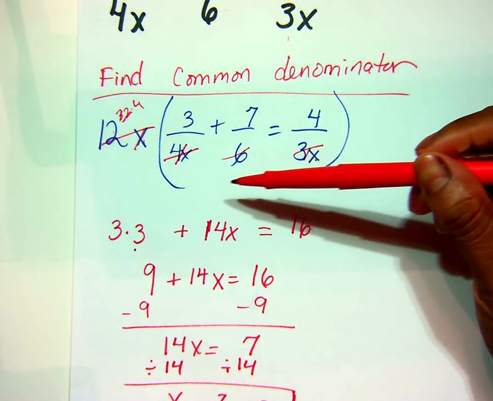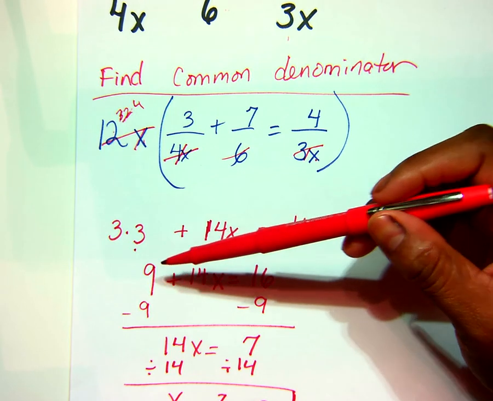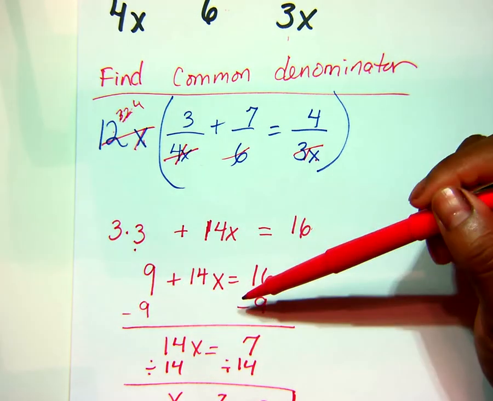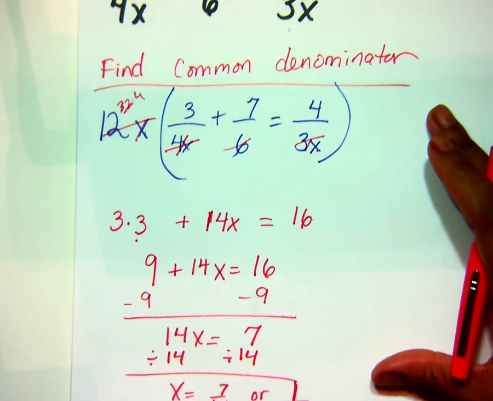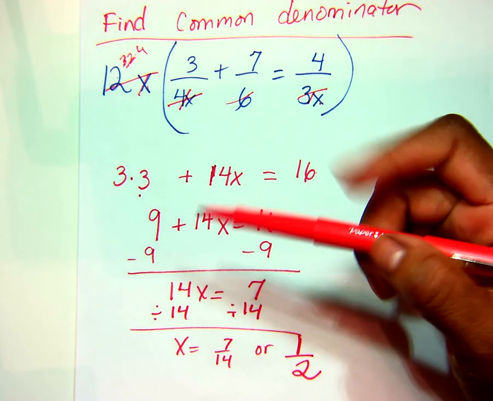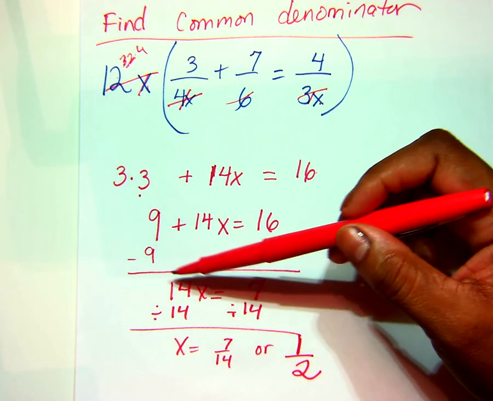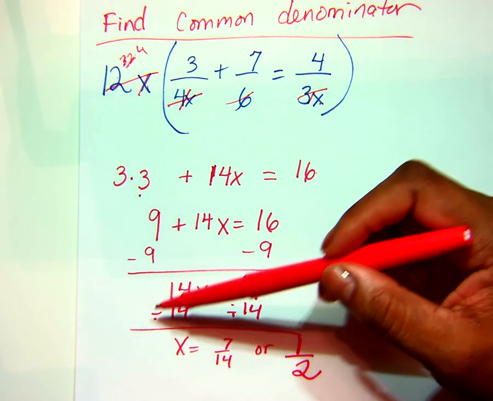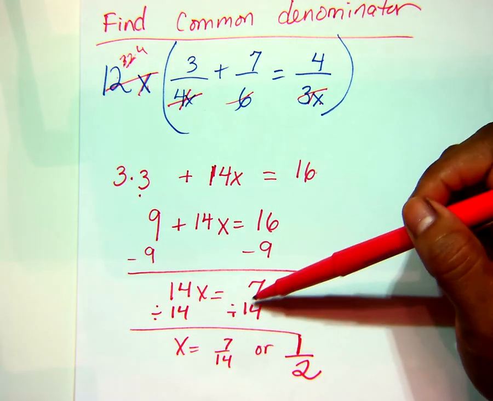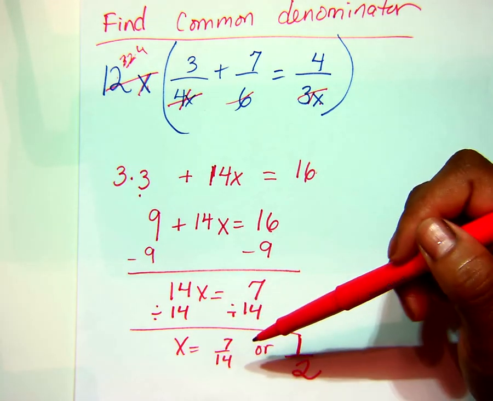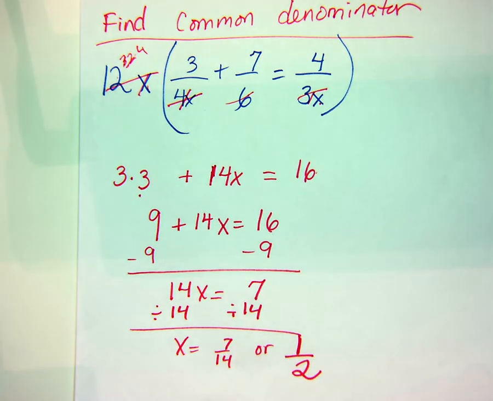So now we're going to combine the like terms because we're trying to solve for x. Subtract 9 from both sides, we gave you 7. Divide both sides now, but I said divide and not subtract. Now divide both sides by 14, you're left with 7 over 14. But you can simplify that, and your final answer will be 1 over 2.